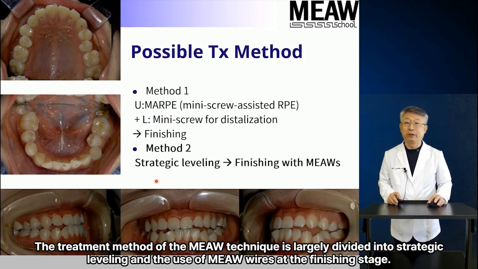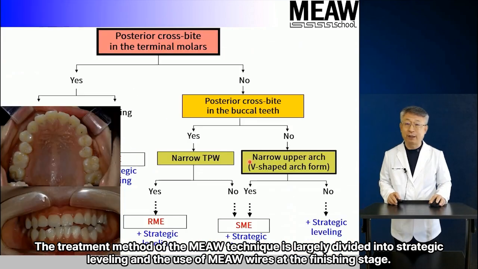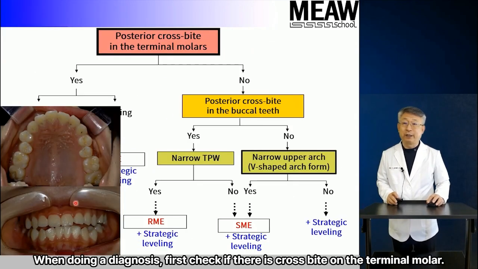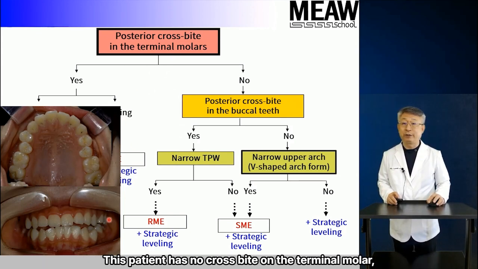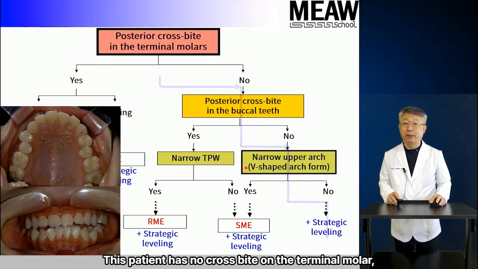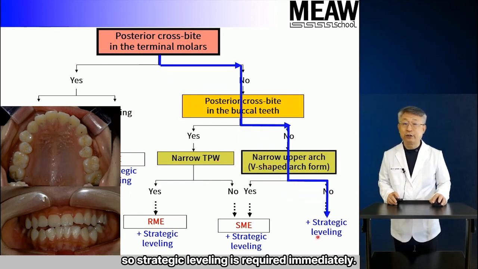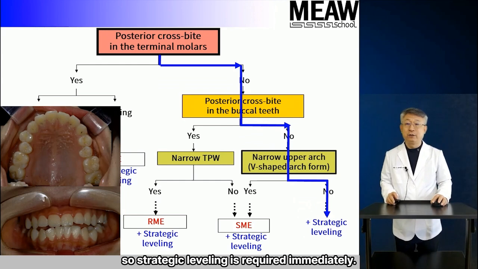The treatment method of the Mio technique is largely divided into strategic leveling and the use of Mio wires at the finishing stage. When doing a diagnosis, first check if there is crossbite on the terminal molar. This patient has no crossbite on the terminal molar. So strategic leveling is required immediately.